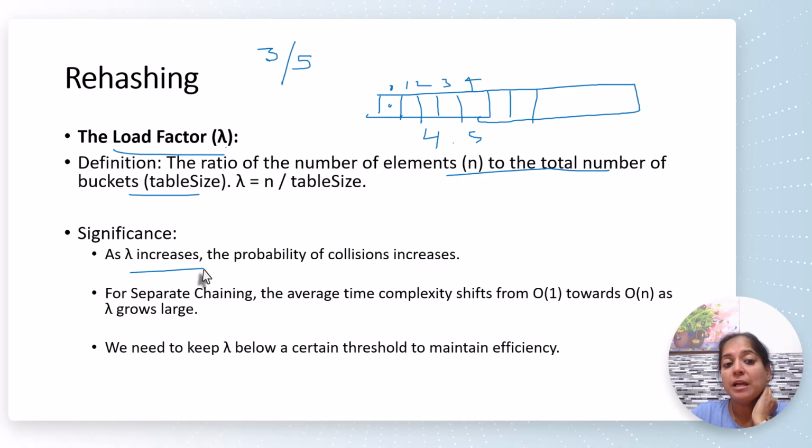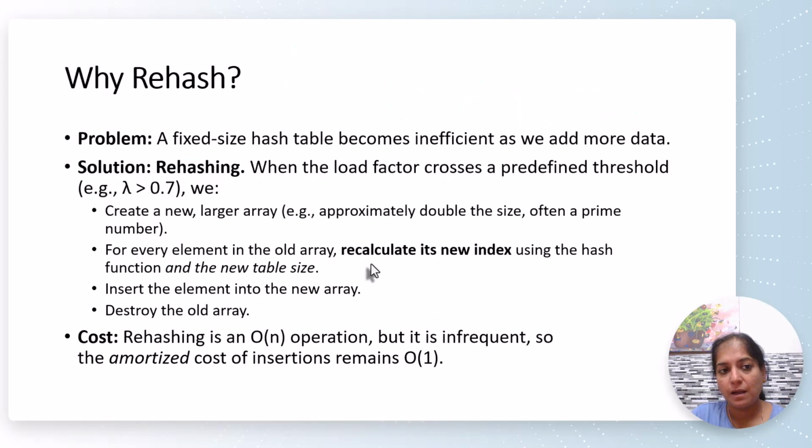As lambda increases, the probability of collision increases, because the more the table is filled, the more collisions there will be. For separate chaining, where we use a linked list at each index, the average time complexity shifts from big O of 1 towards big O of n as lambda grows large. But we need to keep lambda below a certain threshold to maintain efficiency. Right?